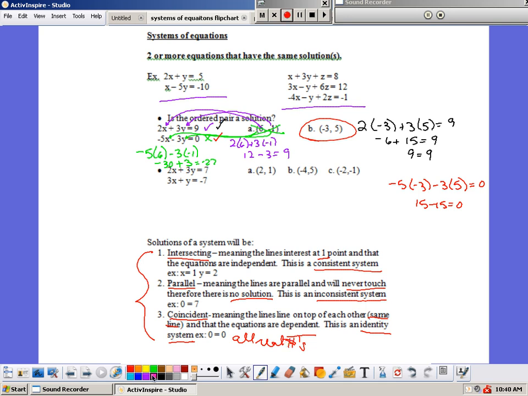Okay, let's see what we got on the next one here. 2 times 2 plus 3 times 1 equals 7. 4 plus 3 equals 7. Check for that one. 3 times 2 plus 1 equals negative 7. 7 equals negative 7. X for that one.